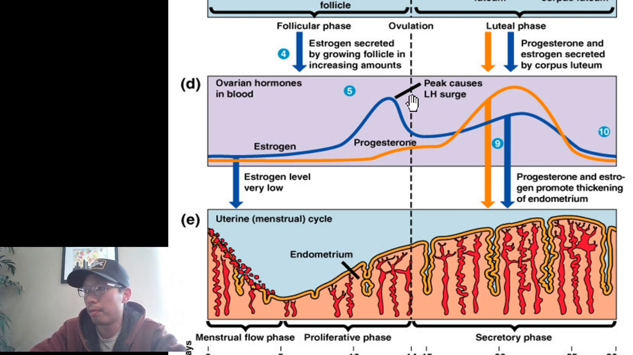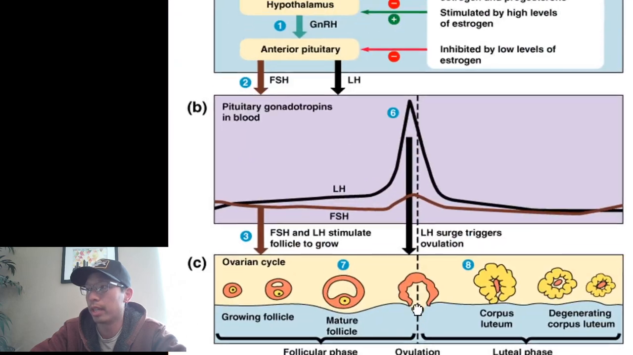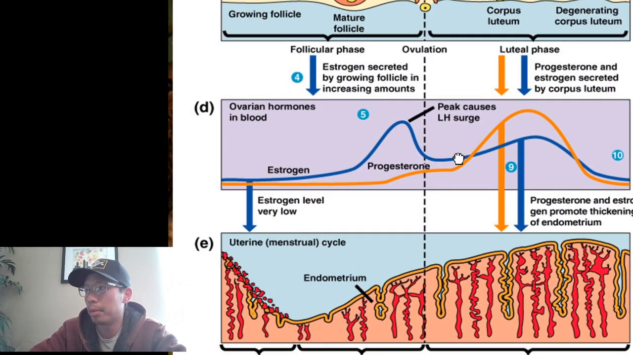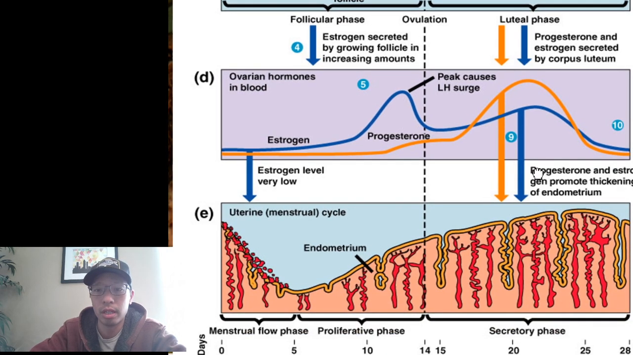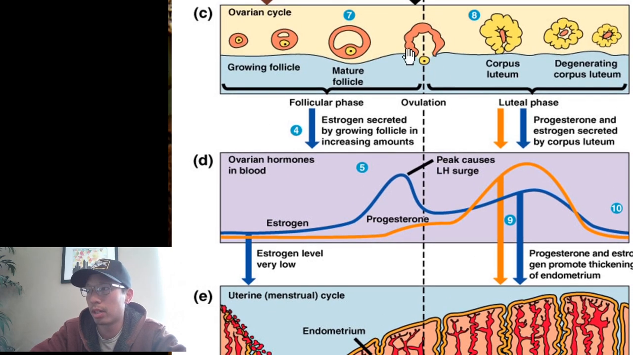So you can see right before the egg is released, there's going to be a surge of estrogen. That's actually related to the surge of LH being released by the pituitary gland. But then after the ovulation process takes place, the corpus luteum is going to increase the amount of progesterone that is being made, and that's going to directly communicate along with the estrogen to promote the thickening of the endometrium.